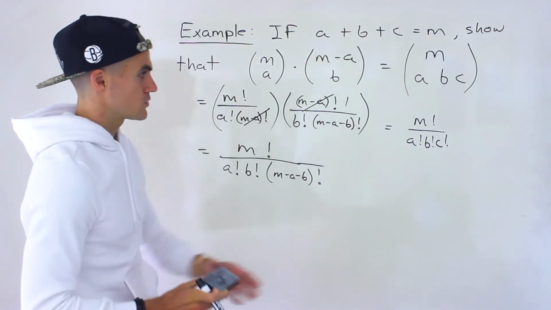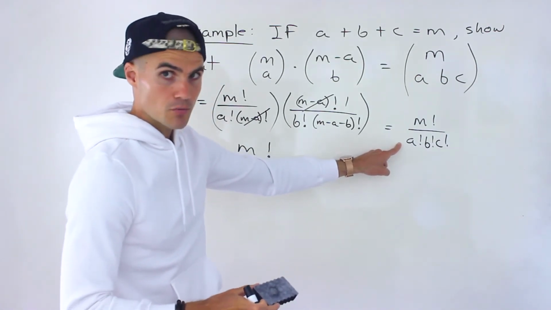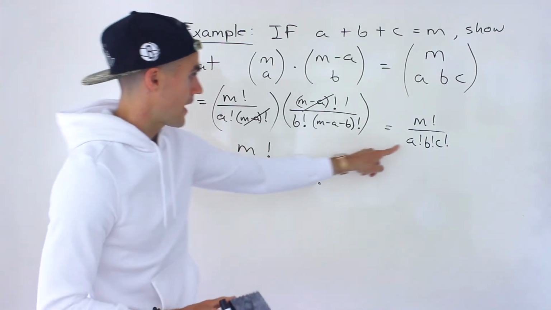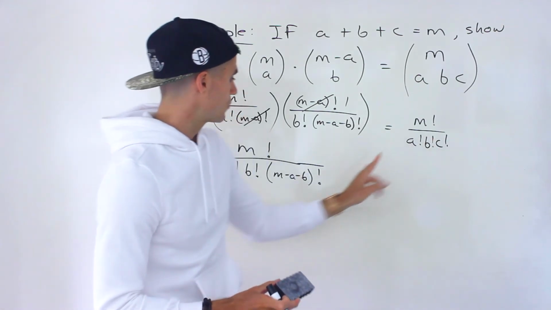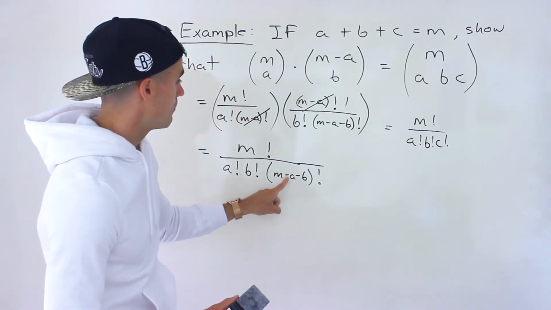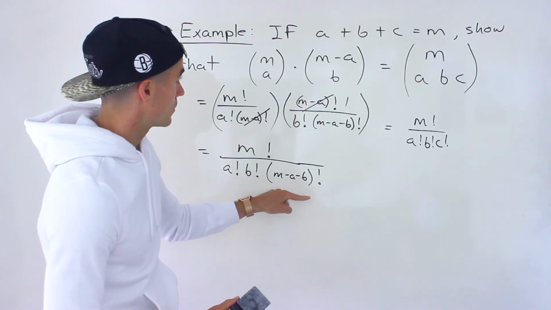Now, what are we trying to get to? We're trying to get to this. And notice we're pretty close. We have m factorial, we have the a factorial, b factorial. It's just the c factorial we don't have. Over here, instead, we have m minus a minus b factorial.